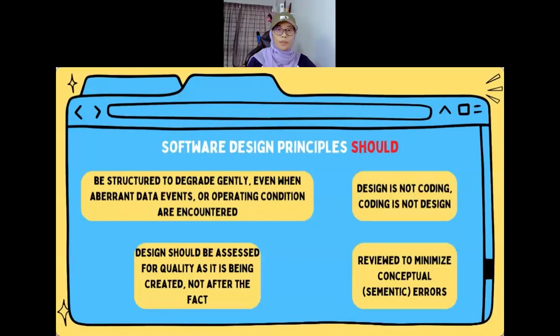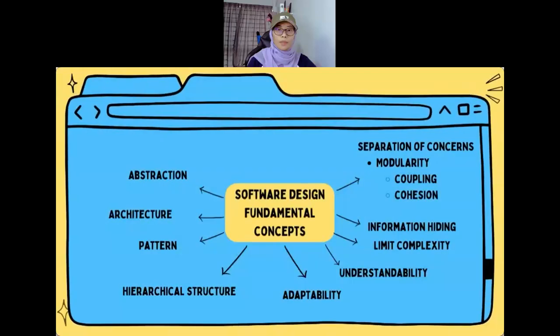Design is not coding. Coding is not design. Design should be assessed for quality as it is being created, not after the fact. Review to minimize conceptual errors. Software design fundamental concepts: abstraction, architecture, pattern, hierarchical structure, adaptability, understandability, limit complexity, information hiding, separation of concerns, modularity, that is coupling and cohesion.